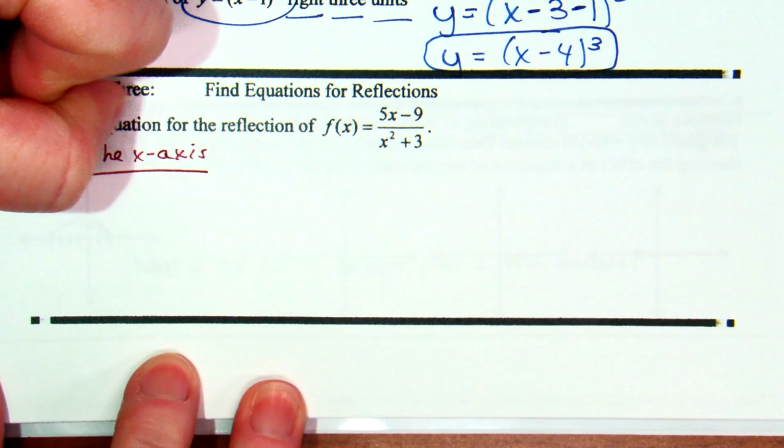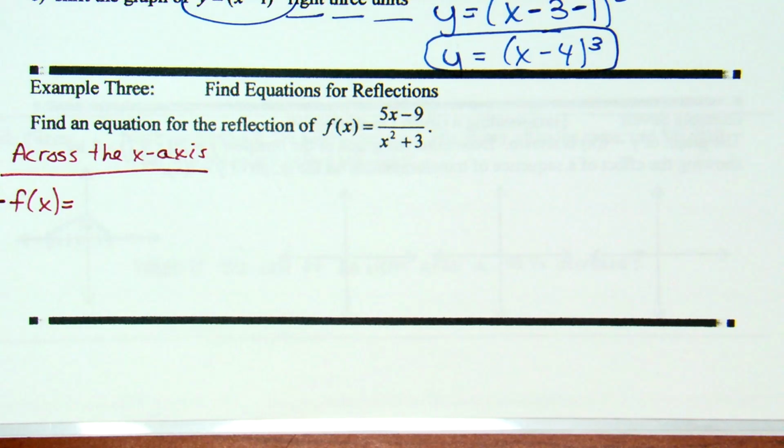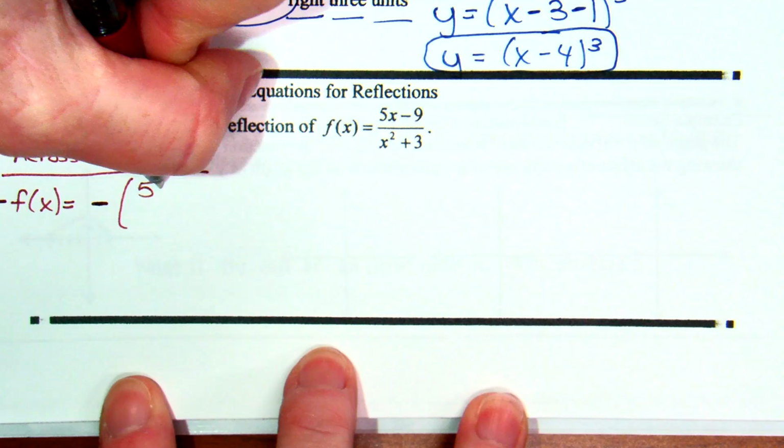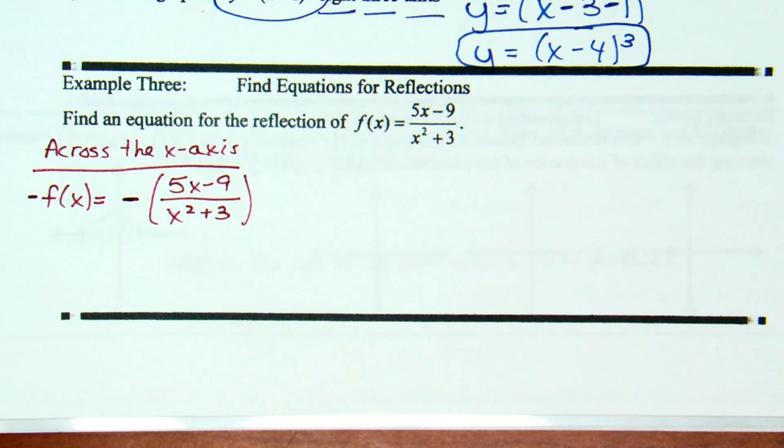If I'm doing reflection across the x-axis, what does it say up above? Negative f of x. Which means you take a negative and multiply the whole equation by a negative. Now, this is a fraction form, so I'm going to put it in front of the fraction right now. So it's a negative of 5x minus 9 over x squared plus 3. It's that negative of that whole fraction.